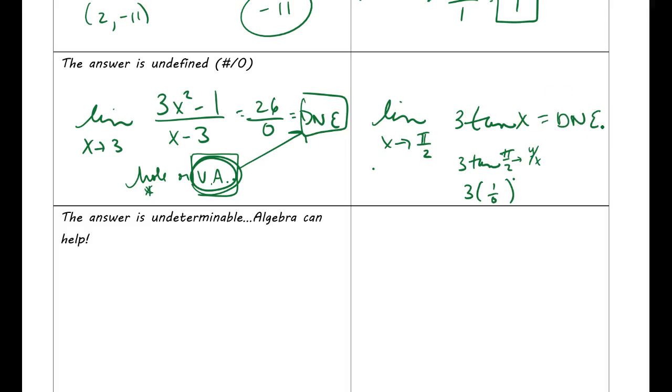And if you knew the graph, some people are better with graphs. If you remember the graph of tangent, it has vertical asymptotes at pi over 2, 3 pi over 2, 5 pi over 2, all the odd multiples of pi over 2, okay? And that's how you could know that one.